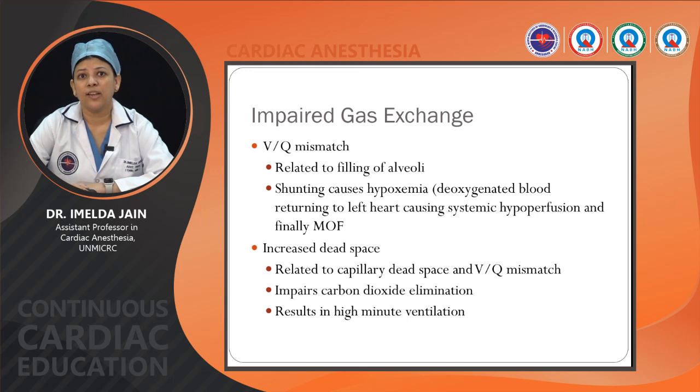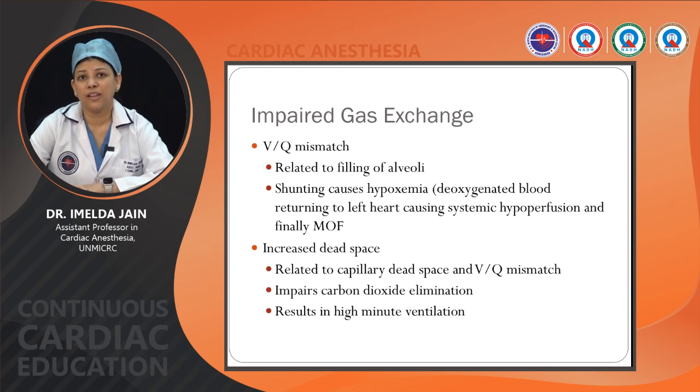The impaired gas exchange is basically due to two things. Number one, the ventilation perfusion mismatch and increase in the dead space of the lungs. The ventilation perfusion mismatch is because of filling of alveoli with fluid rather than air. Because of filling of the alveoli with fluid, the shunting in the lungs increases, which causes hypoxemia. Therefore, the deoxygenated blood returns to the left heart, which causes systemic hypoperfusion and finally multi-organ failure.